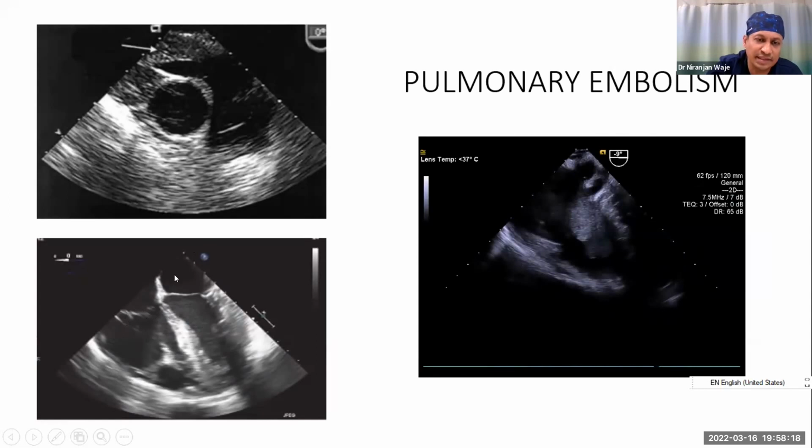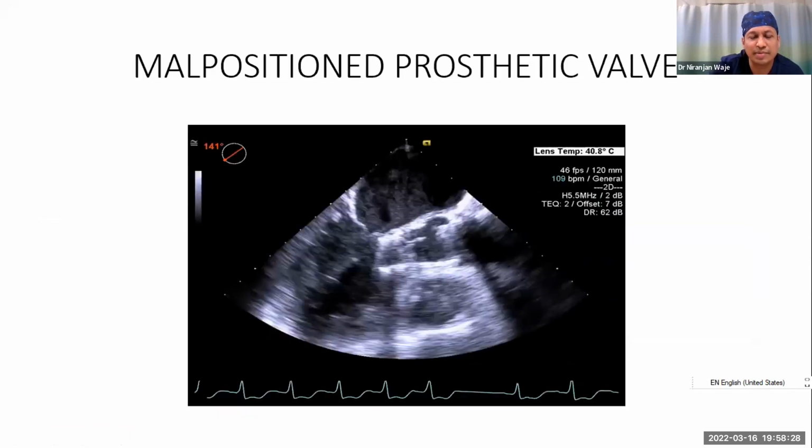And there's a four-chamber view. Here you can see the RV. This is LA, LV, RA, RV. And the RV, which will normally be less than half the size of the LV, is almost more than the size of the LV. So it just shows that the RV is compromised in acute pulmonary embolism.